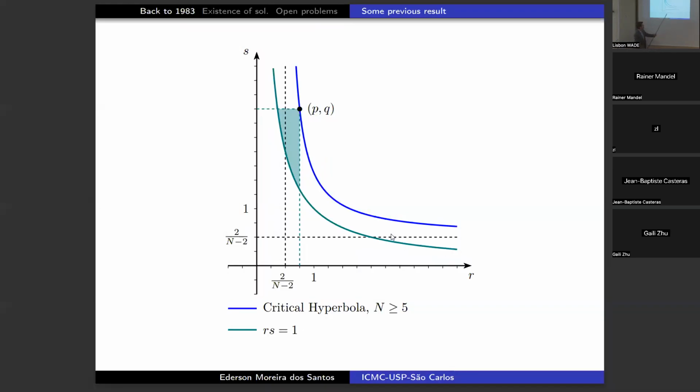This is the critical hyperbola for dimension greater or equal to 5. So we know that this asymptote here is less than 1. So we consider any point on the critical hyperbola, which includes cases where p or q is less than 1. And our result says that for every r, s in this green region here, including this line, we prove the existence of a solution.